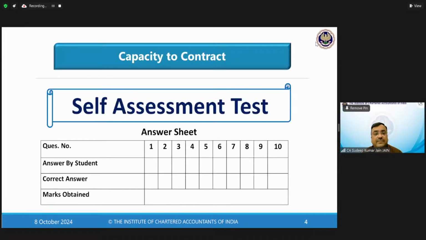So this was the revision. Please prepare the sheet like this for the self-assessment test.